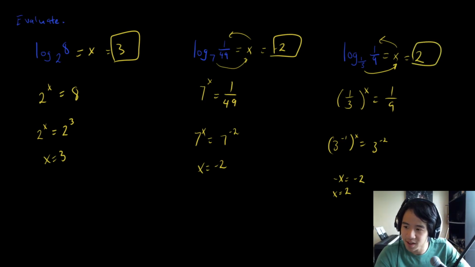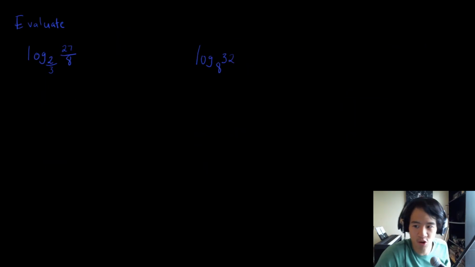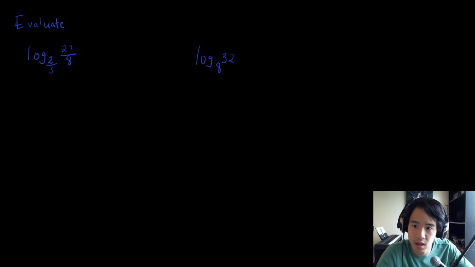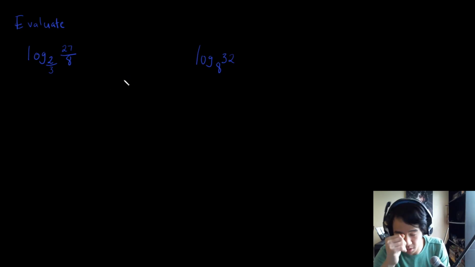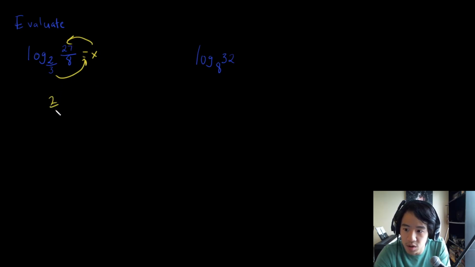All right, so you might be asking, well, what if it doesn't divide so easily? Then we have to do some more trickery. So let's go ahead and try this for size. Same 3 steps. So go ahead and set this equal to x. Change it to exponential form. So we have 2/3 to the x power is equal to 27 over 8.